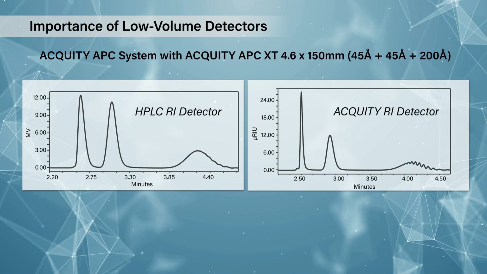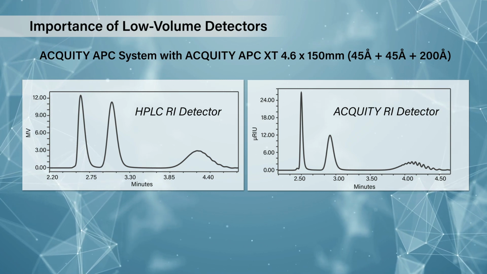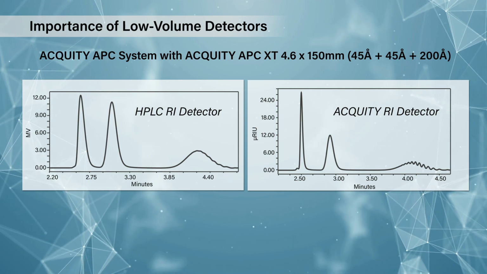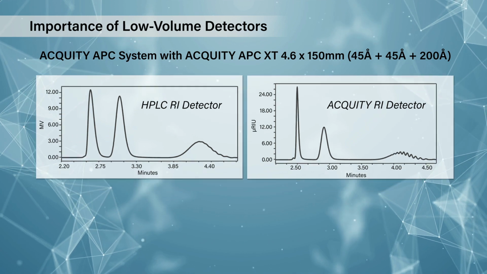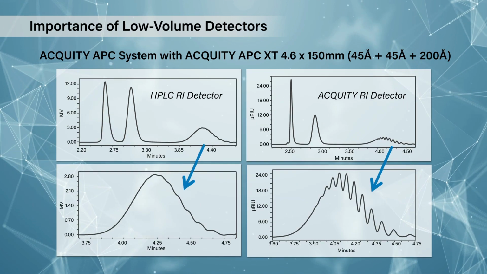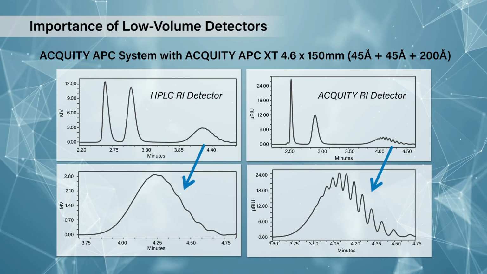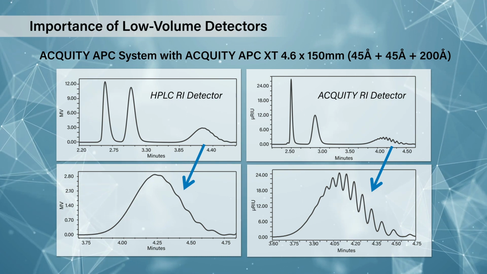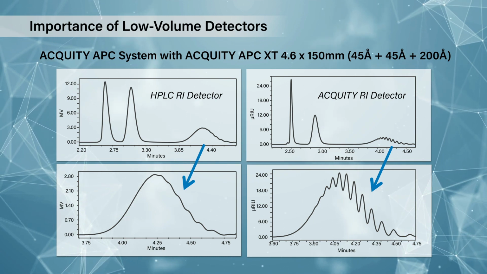So here's an example of looking at a traditional HPLC RI detector compared to the Acuity RI detector. And you can see, because of the large cell volume in an HPLC detector, you lose a lot of the resolution. So when you go through all your different detector options, you want to make sure that you get the correct information, you have to bear in mind that you need ones that are suitable for this level of high resolution chromatography to avoid a reduction in your resolution.